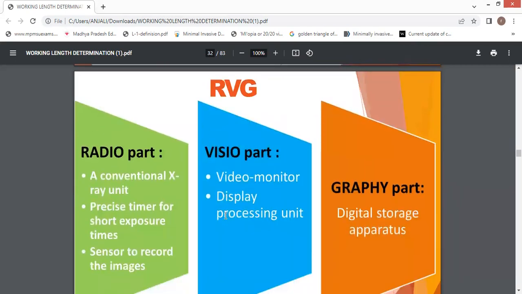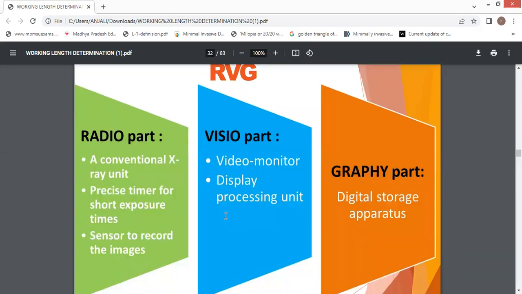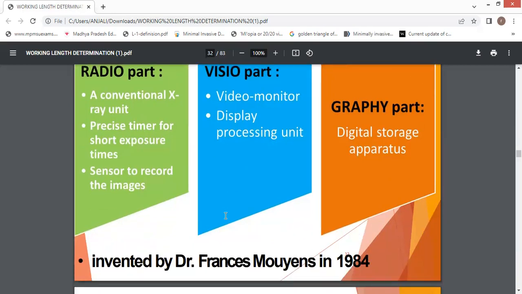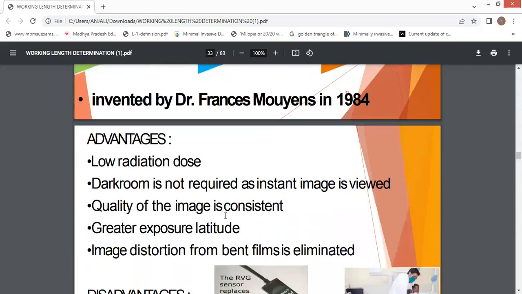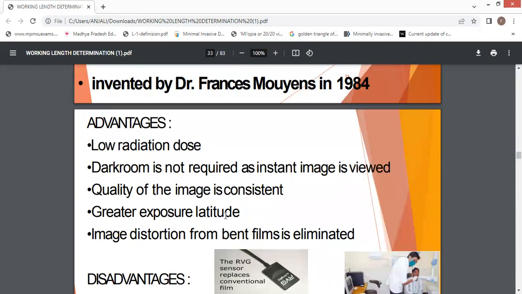There are three parts in RVG: radio part, visio part, and graphy part. Radio part means a conventional X-ray unit, precise timer for short exposure times, and sensor to record the images. In visio part, video monitor and display processing unit. In graphy part, we have digital storage apparatus. It was invented by Dr. Francis Mouyen in 1984.